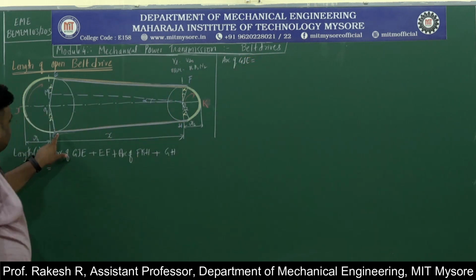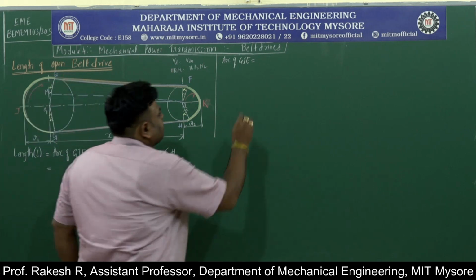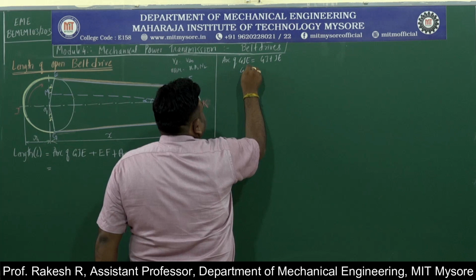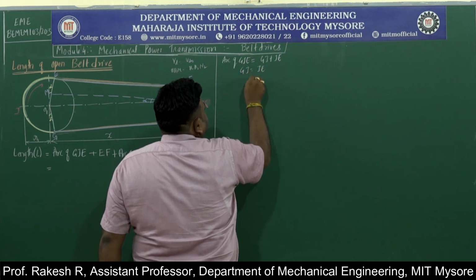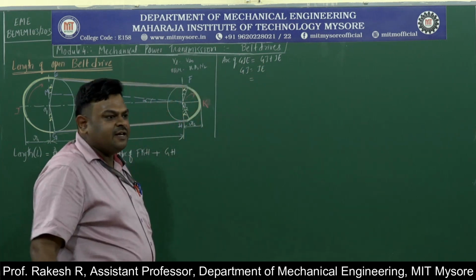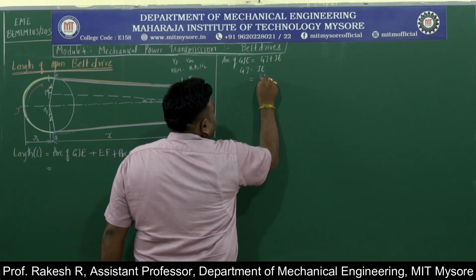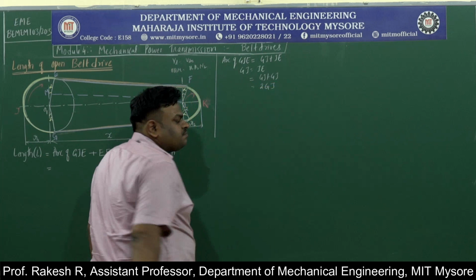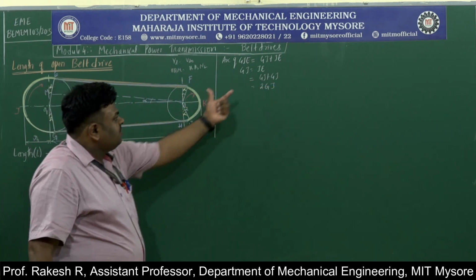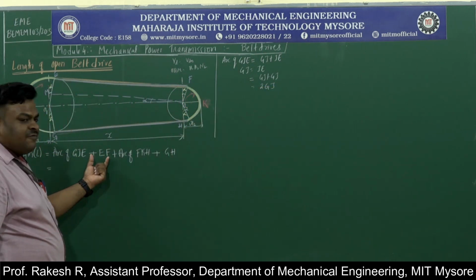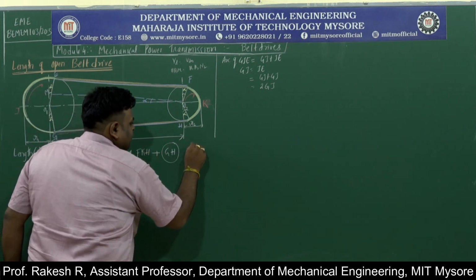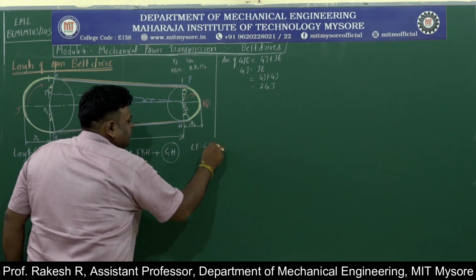So arc of GJE is nothing but GJ plus JE. But here GJ is equal to JE. That's why we can directly write GJ plus GJ, this is equal to 2 into GJ. Similarly, we can write it for EF. This EF is equal to GH. So EF is equal to GH.